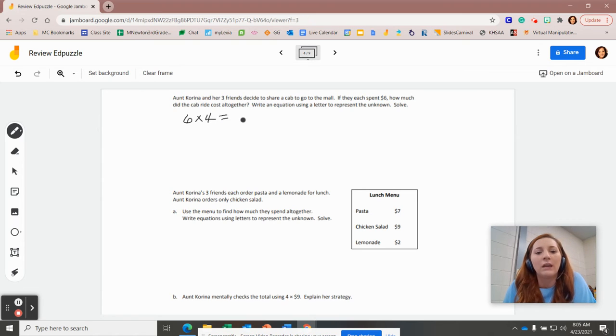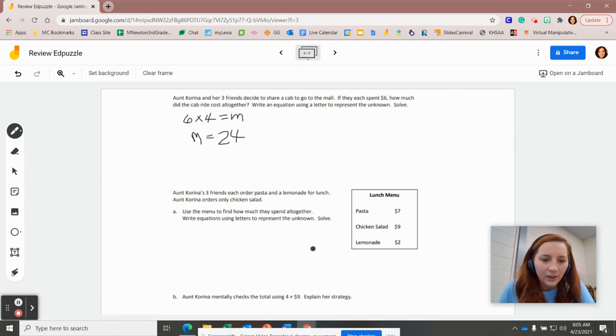And rather than putting my product, it says write an equation using a letter. Well, I always choose the letter M because my name starts with an M, but you can choose whatever letter you want. Then it says solve. So we'd have 6 times 4 equals M, and then you'd put M equals 24.